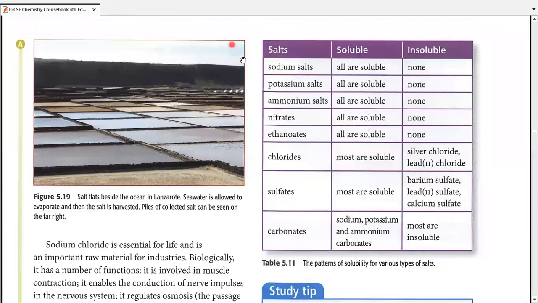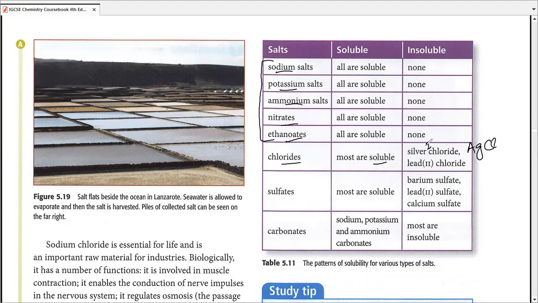First of all, the table is drawn in such an easy way that on top of the top 5 of these, you would find that all of them are soluble. All sodium salts, potassium salts, ammonium, nitrates, and ethanoates are soluble. Pretty easy, right? Chlorides, most of them are soluble, just 2 are not soluble, that is silver chloride.